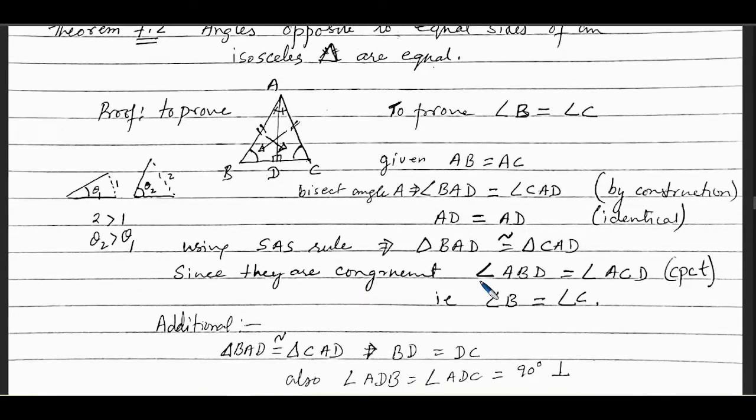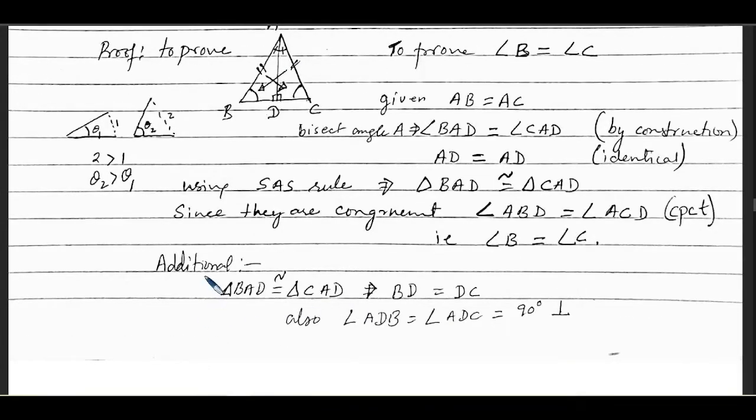And since they are congruent, this triangle is congruent to this triangle. This is using corresponding parts of congruent triangles. I will define what CPCT is. This is a short notation of corresponding parts of congruent triangles. So this angle B, because they are congruent, this angle will be equal to this angle, and in congruent triangles all the angles have to be the same. So angle B is equal to angle C.